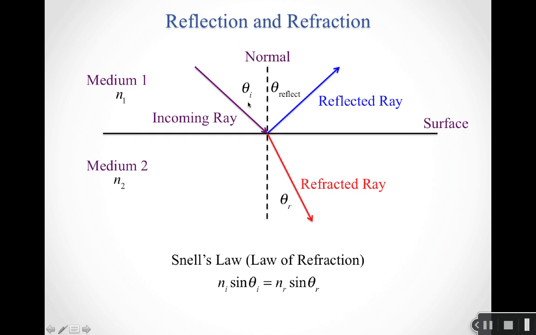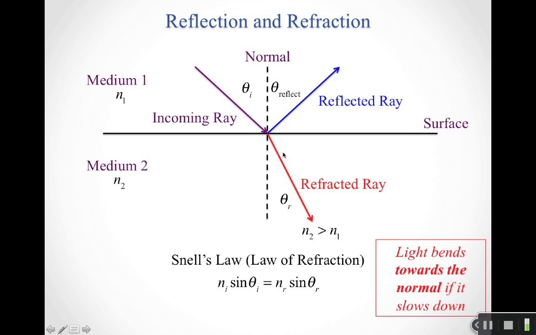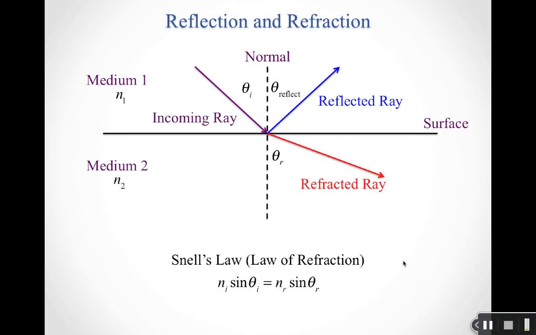Now, if you go through and do the math, here's our incident angle, again defined relative to the normal. Here's our refracted angle, defined relative to the normal. If it works out that the index of refraction for medium 2 is larger than the index of refraction for medium 1, then your transmitted ray, this refracted ray, is going to bend towards the normal, because the light is going to move more slowly in medium 2 than it does in medium 1.